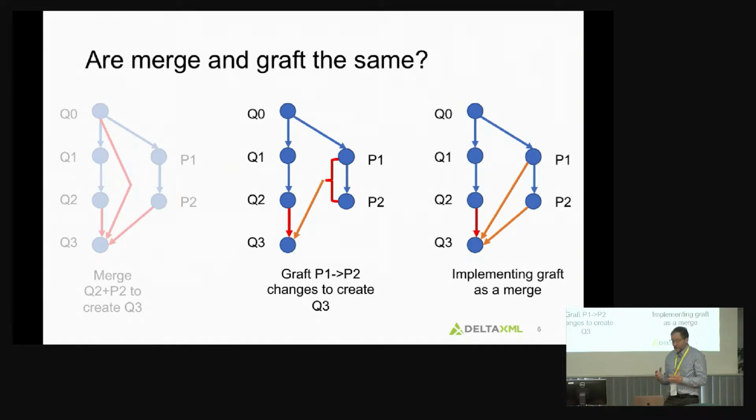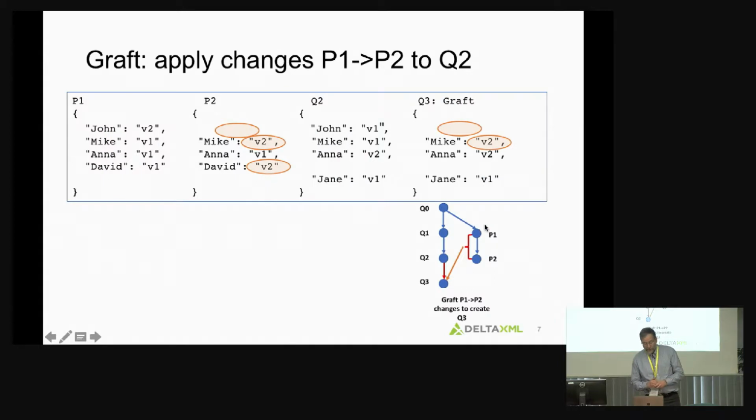So the question is, can we implement that graft as a merge? In other words, can we just change the ancestor? Here we have the ancestor Q0. Can we just change the ancestor to P1 and create the same result? So let's look at it and see whether that works or not.